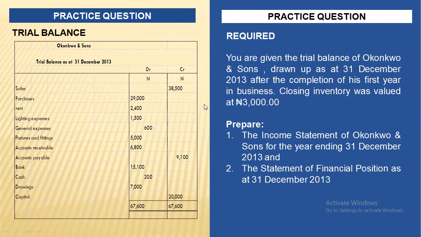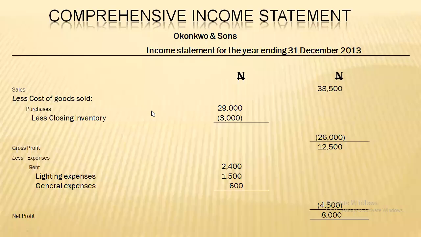So the requirement is you have been given the trial balance of Okonkwo and Son, draw up as at 31st December 2013 after the completion of the first year in the business. The closing inventory was valued at 3,000. The closing inventory will always be given to you as additional information. You are required to prepare the income statement of Okonkwo and Sons for the year ended 31st December 2013 and the statement of financial position as at 31st December 2013. So using the formats that we had before, you'll be able to prepare the income statement.